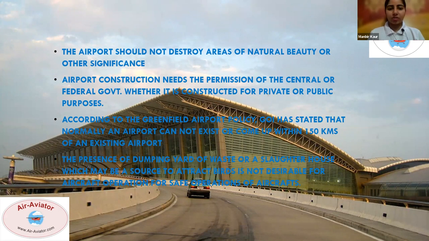According to the Greenfield Airport Policy, the DGCA has stated that normally an airport cannot come up within 150 kilometers of an existing airport. So if a place has a few airports, the distance between those airports should be at least 150 kilometers. The presence of a dumping yard for the waste of a slaughterhouse, which may be a source to attract birds, is not desirable for aircraft operators for the safe operation of aircraft.